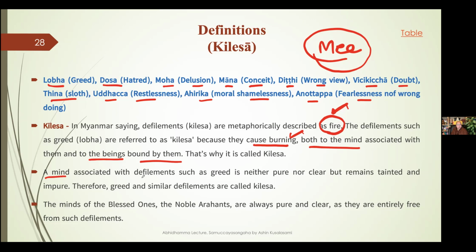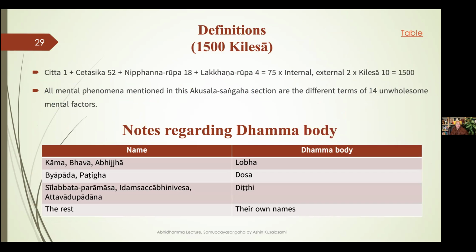And the mind associated with defilements, this is the further explanation of causing burning to the mind. The mind associated with defilements, such as greed, is neither pure nor clear, but remains tainted and impure. Therefore, greed and similar defilements are called kilesa. And the minds of the blessed ones, the noble arhats, are always pure and clear, as they are entirely free from such defilements. Okay, so that's kilesa.